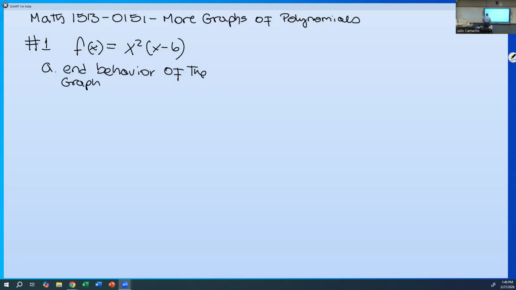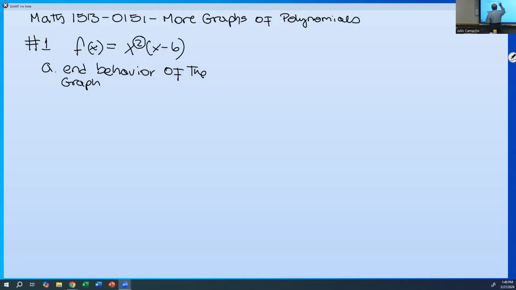We need to ask ourselves, first of all, one question. The first question is, what is the degree of the polynomial? There are 2 ways that you can find the degree of this polynomial. First, this is a polynomial in factored form, because you have one factor x squared multiplied by a second factor x minus 6, the product of a factorization. And you can see the first factor has a second degree.